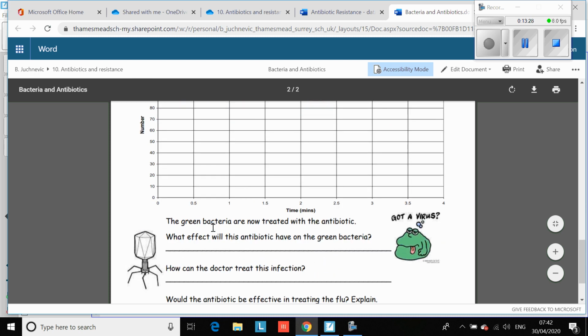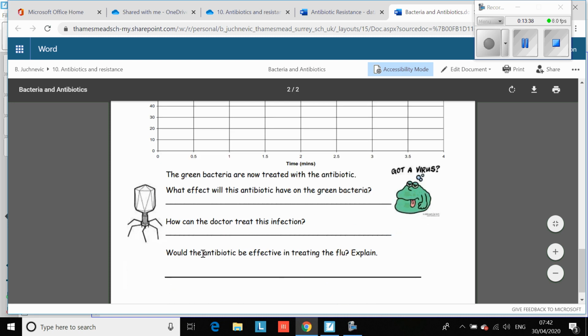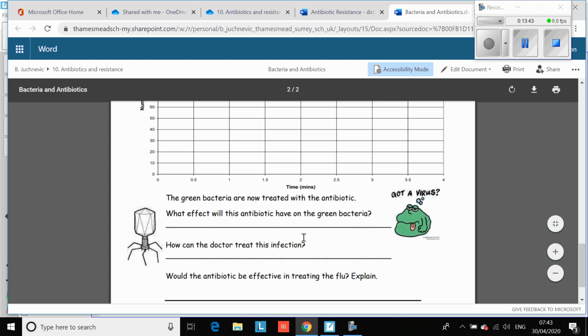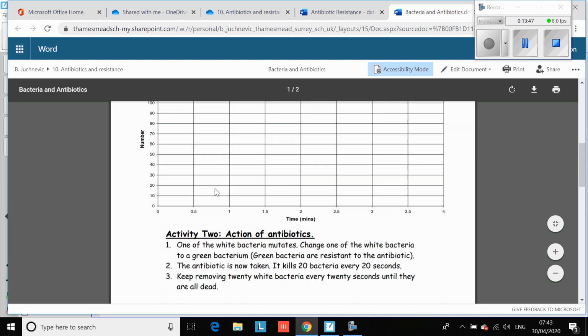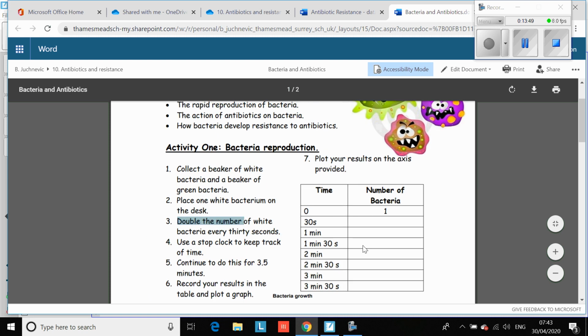Then the green bacteria are now treated with antibiotics. What effect will this antibiotic have on a green bacteria? How can the doctor treat this infection? Would the antibiotic be effective at treating flu? Explain.